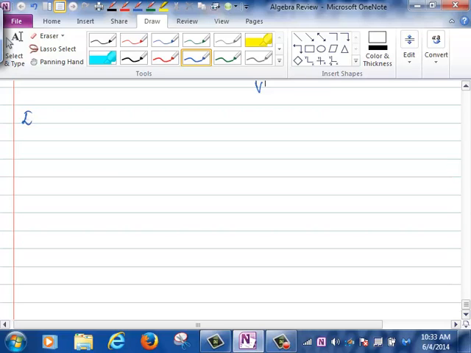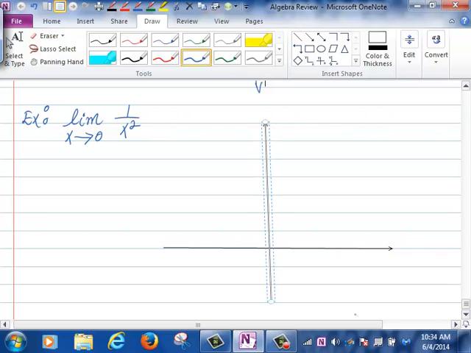Let's say that I need to find the limit as x going to 0 of 1 over x squared. Okay, anyone knows what this limit is? Anyone knows the limit? Yeah, so the graph of this guy, it looks like the following, okay?